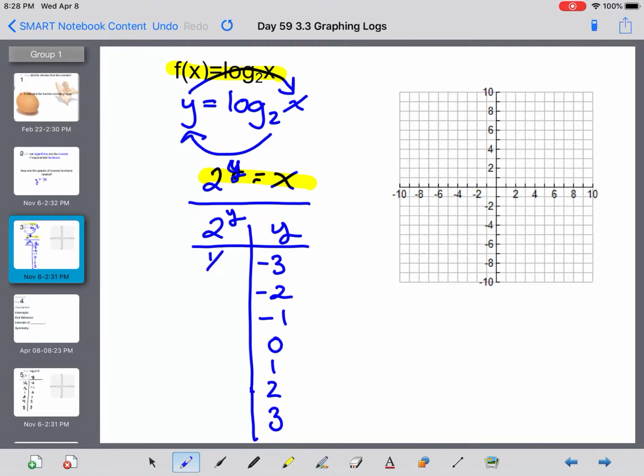2 to the -3rd power is 1/8. And then we'd get 1/4, 1/2, 1, 2, 4, and 8. Since this first one and my equivalent exponential here are equivalent expressions, this table is way easier to come up with than it is to try to pick my x values for the original logarithmic function and try to graph them from there. So what I'm going to do now is I'm just going to do my best point plotting here just to see what I'm going to end up with.